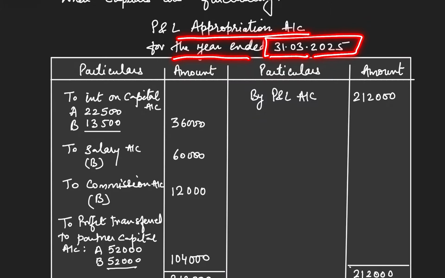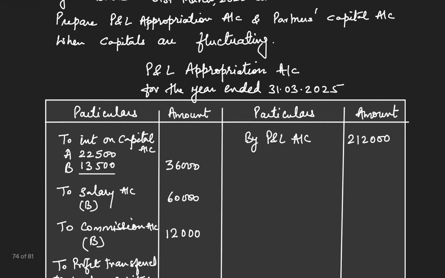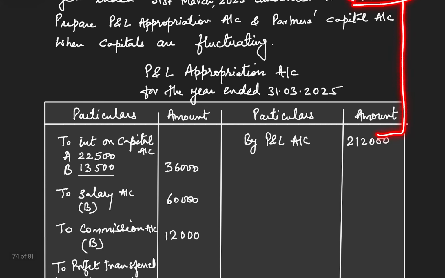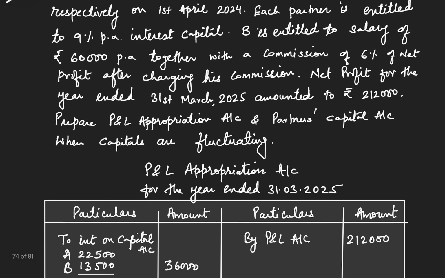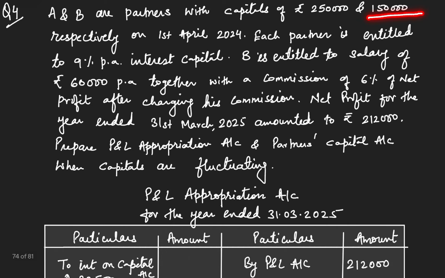The profit and loss appropriation account for the year ended 31st March 2025. By profit and loss account, this is the net profit given in the question. You can see this is the net profit transferred here. Further, we have to give all the benefits to the partners like interest on capital, then salary, commission, and the divisible profit to be divided between partners A and B. So interest on capital for A is 2,50,000 at the rate of 9%, which comes out to be 22,500, right?